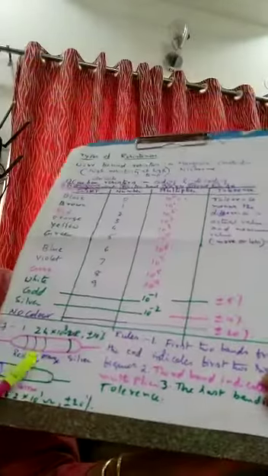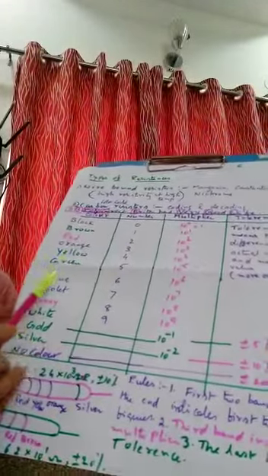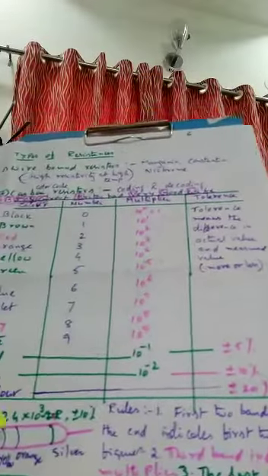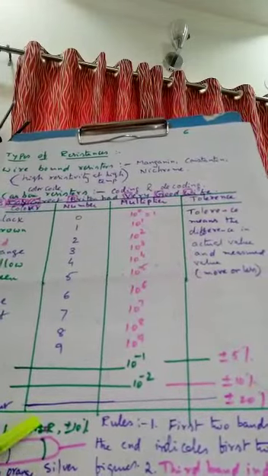Third ring color, what is it? Orange. Where is orange here? Yes, this is orange. Orange is 10 raised to 3. So the value is 24 into 10 raised to 3 ohms.